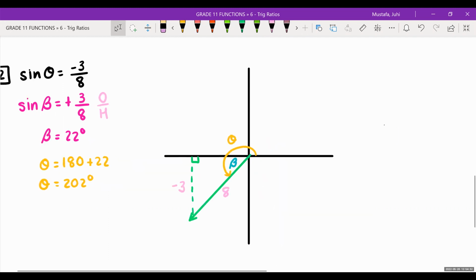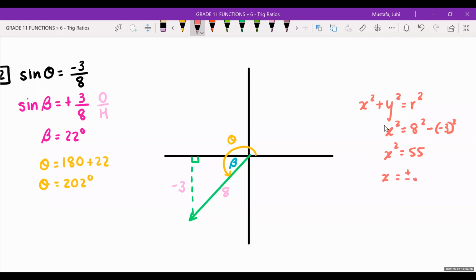And now we're going to figure out what x is using the Pythagorean theorem. So x squared plus y squared is equal to r squared. X squared is equal to 8 squared minus negative 3 squared. X squared is equal to 64 minus 9, which is going to be 55. So x is going to be equal to technically plus or minus root 55, although in this question, it's only going to be negative root 55. Can we reduce 55? Well, we can split it up into 5 and 11, and that doesn't really do anything. So it would just be positive or negative root 55.